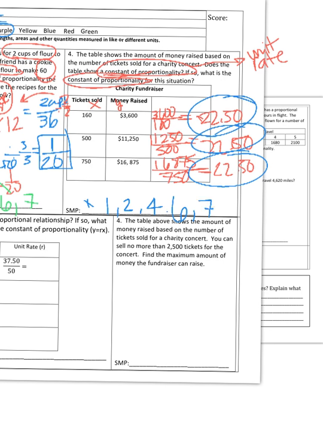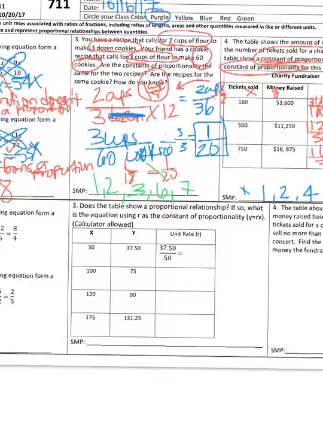Now, number 4 on Tuesday right here is asking you if you can sell no more than 2,500 tickets for the concert. Find the maximum amount of money the fundraiser can raise. So here you would multiply the amount of tickets, 2,500, by 2250, and that'll give you the maximum amount. I just thought that this question might be a little confusing for you, so I wanted to give you that hint. We're also going to be taking notes the rest of the week on writing equations.